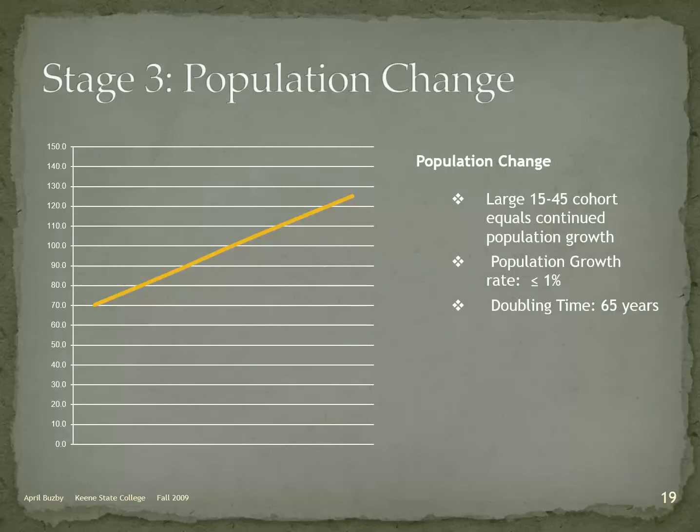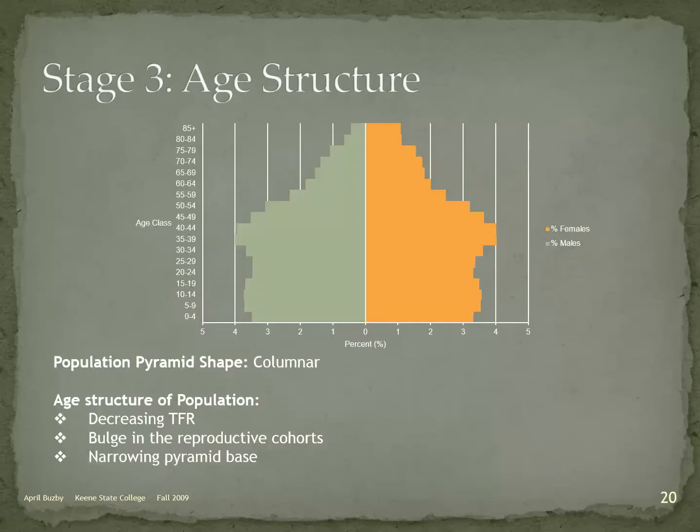So we still get population growth now, population increasing, but at a slower rate, less than 1%. So the doubling time is now around 65 years. And we start to see age structure diagrams looking like this because of decreasing TFR, and we see a bulge in the reproductive cohorts. So like for the US here, we see a bulge that occurred with the baby boomers, and a narrowing of the pyramid base. So people are not having as many children, so we just don't see as many of the youth.